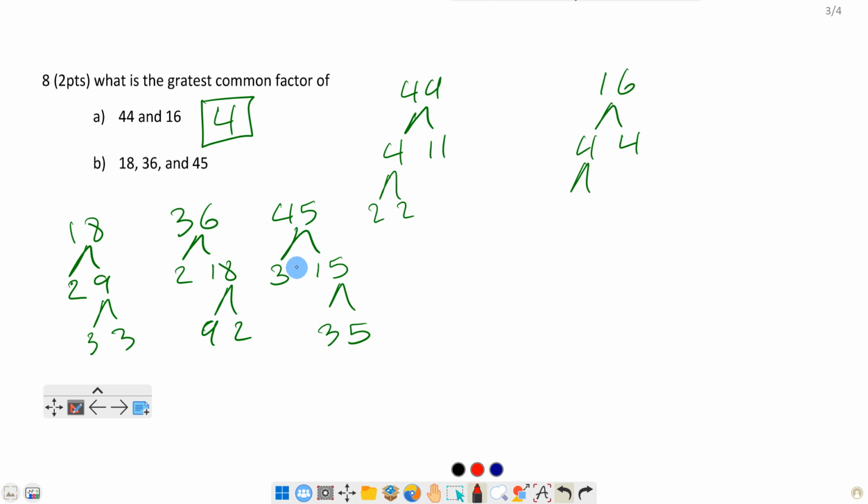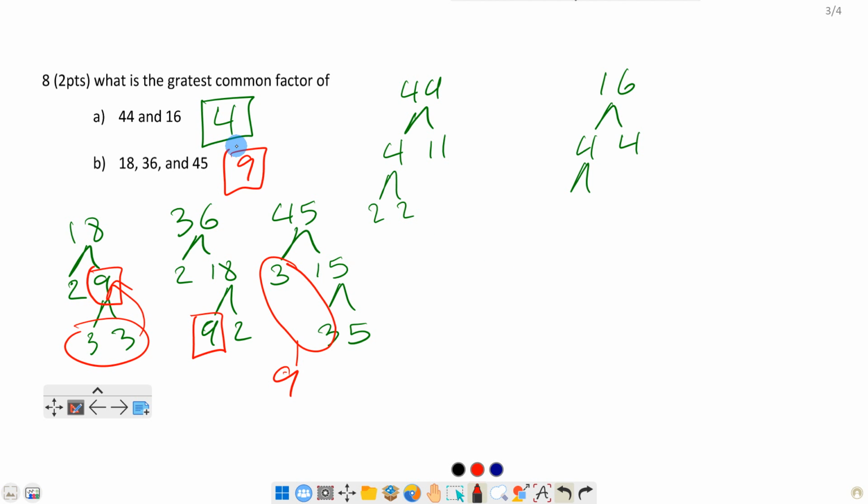And so what I see here is I see that I have a 3 and a 3, and a 3 and a 3, as you see right here, they make a 9. So what I see is a 9, and what this creates is a 9, and what this creates is a 9. So my greatest common factor between these 3 is 9.